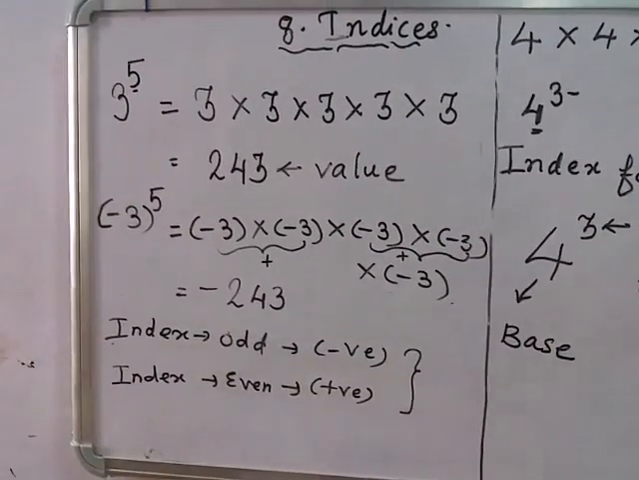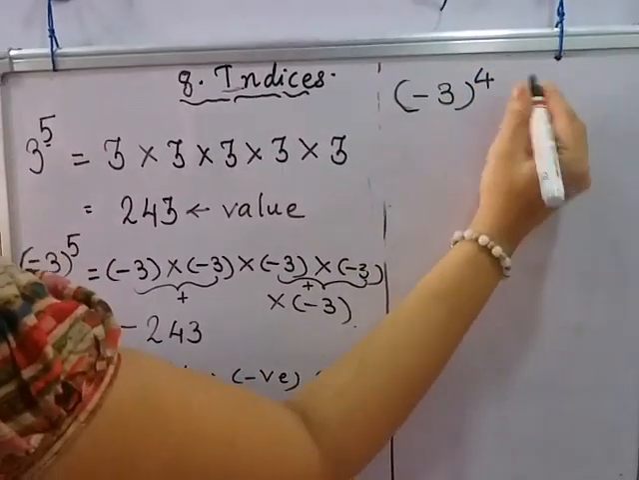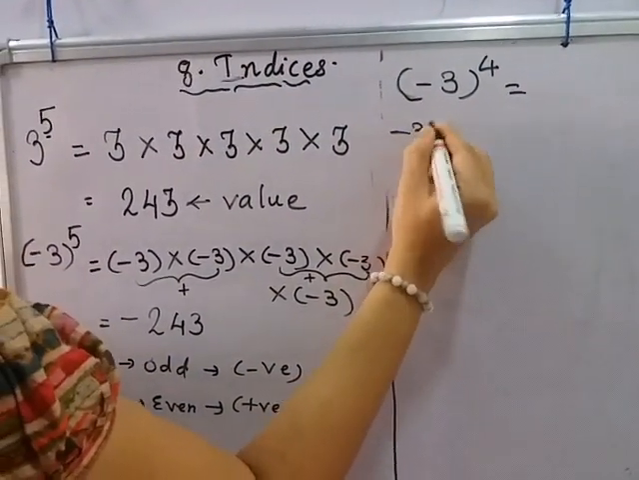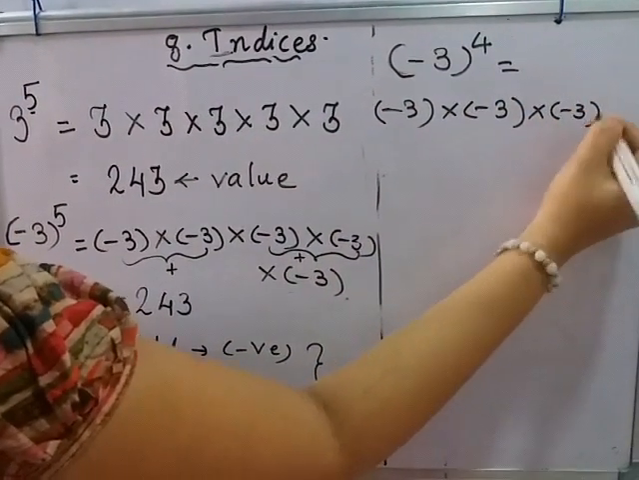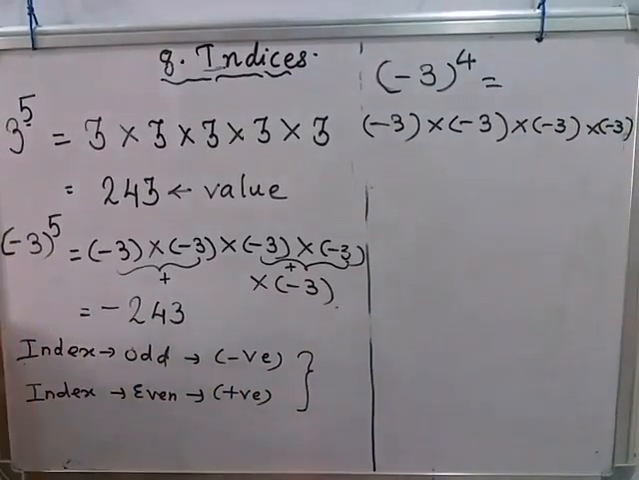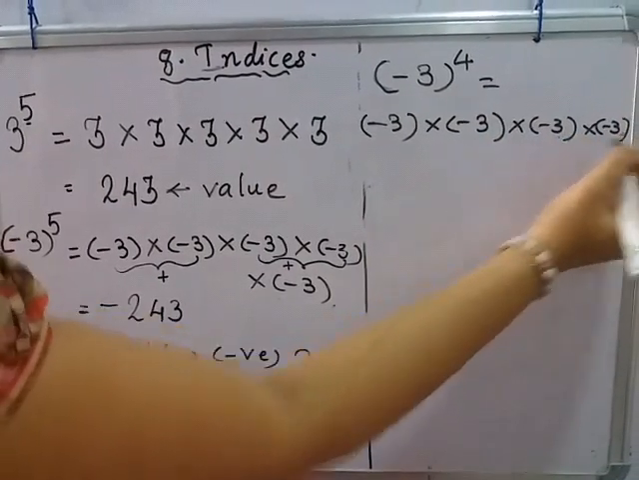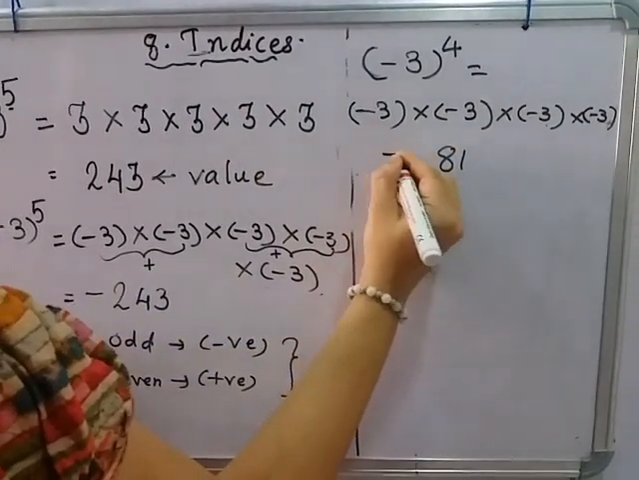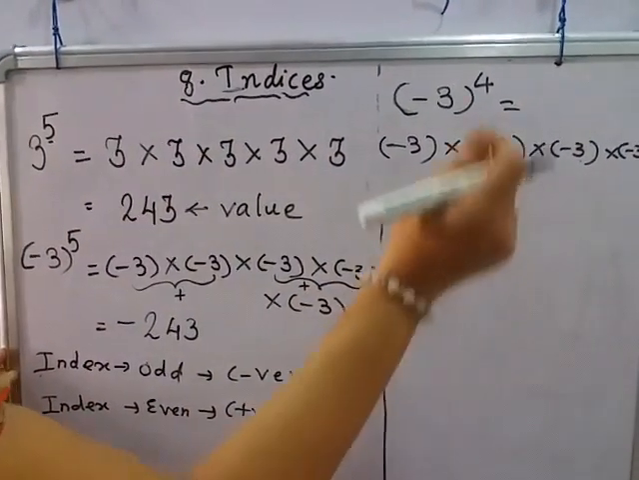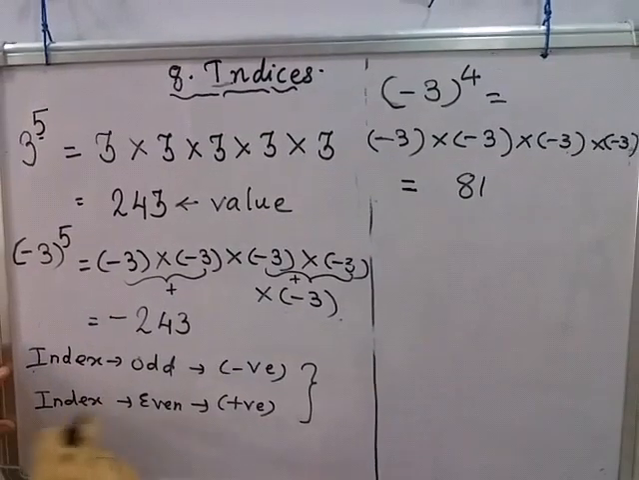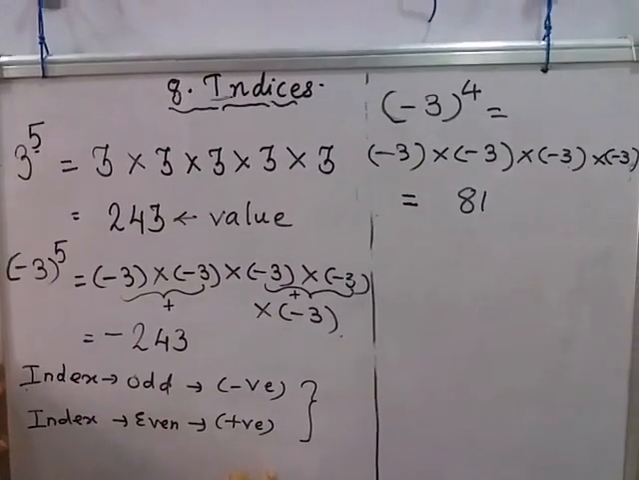We'll take one more example. If I am taking negative 3, but this time I will take the index 4. So when we are writing in the multiplication form, we'll write negative 3 how many times? 4 times. Now let's multiply. 3 3s are 9, 9 3s are 27, 27 3s are 81. So tell me students, here is our answer positive or negative? Correct. Our answer is positive because, as I told you, the index is an even number. So when the index is an even number, our answer comes positive.